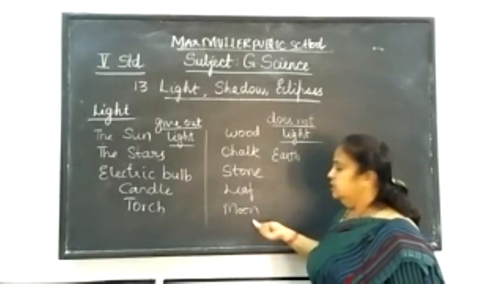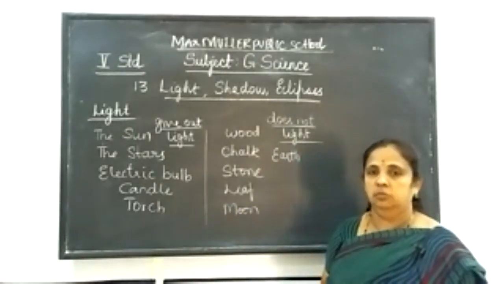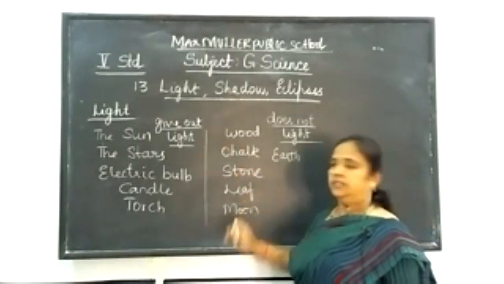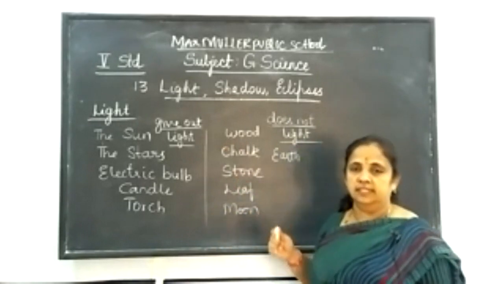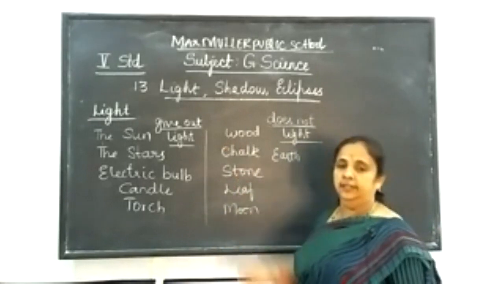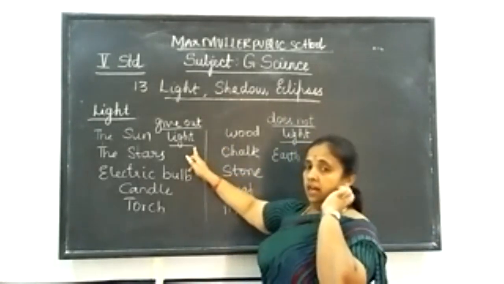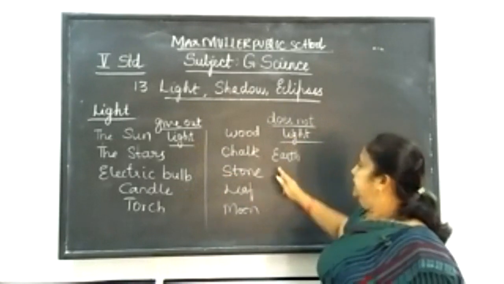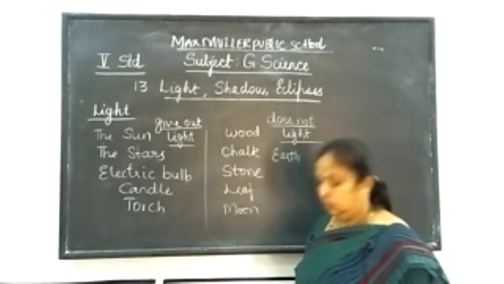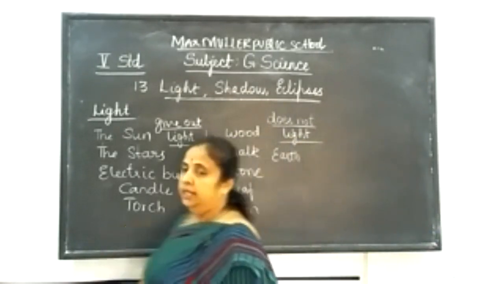So you can say the moon does not give out light. How can we say that? Because it takes the light from the sun and bounces it, as I said, and it can be seen. So these are the things which give out light, and these are the things which do not give out light. So you can define these things.